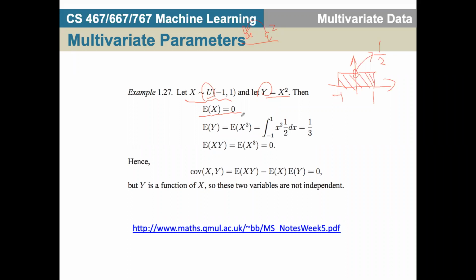Right. So firstly, let's think about the expectation of y. Y is x squared. So if we take the integral over this range, the density is 1/2, and the value here is x squared, from -1 to +1. So what will be the result?